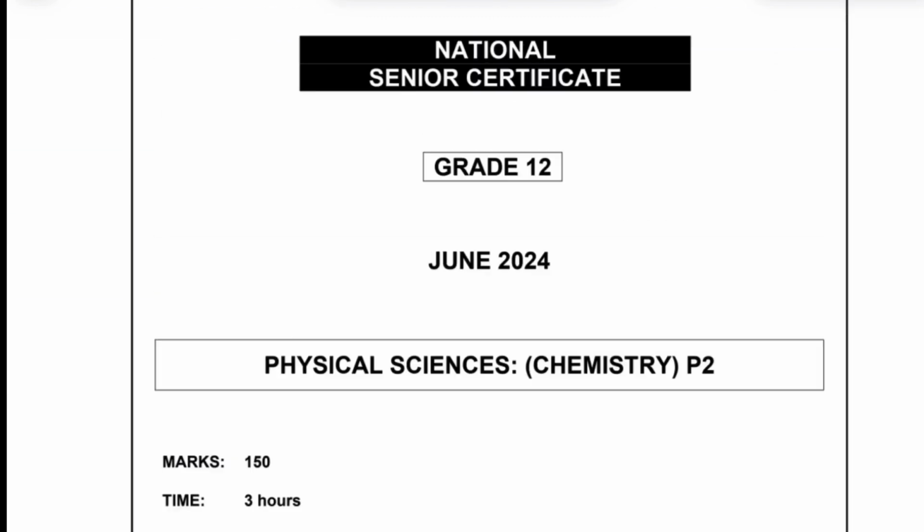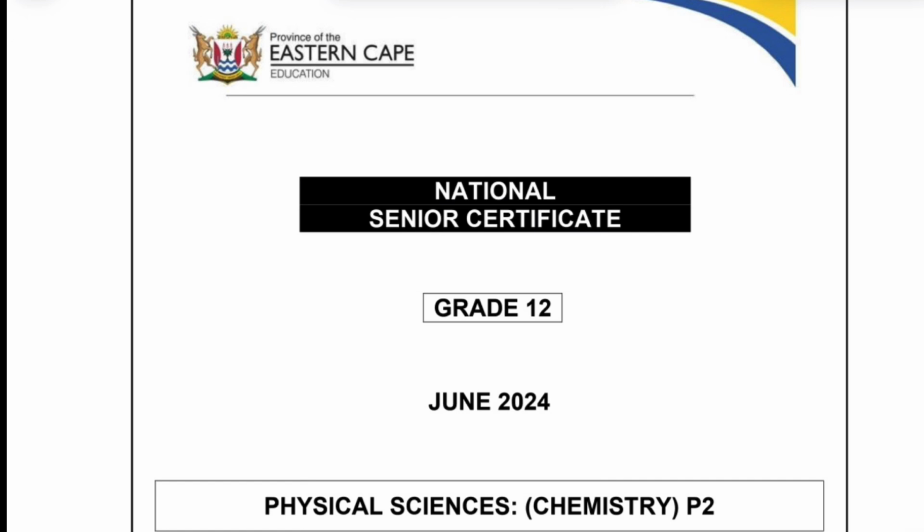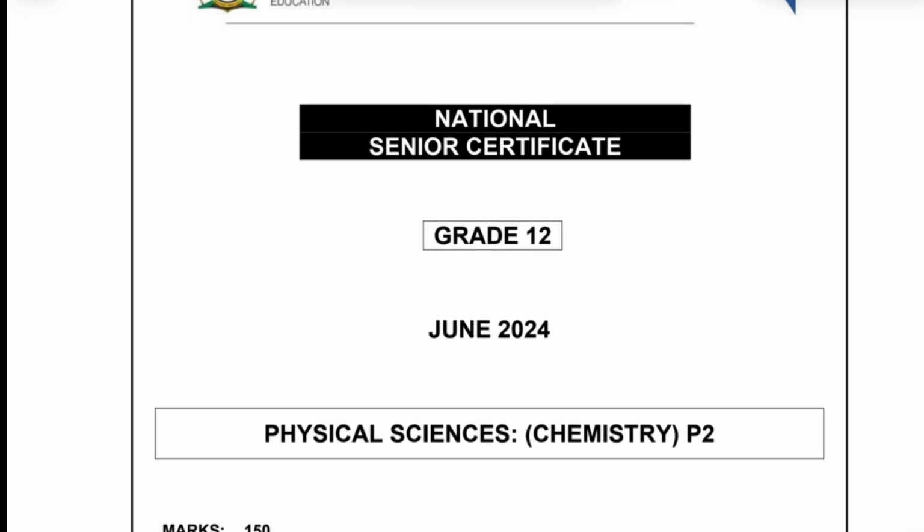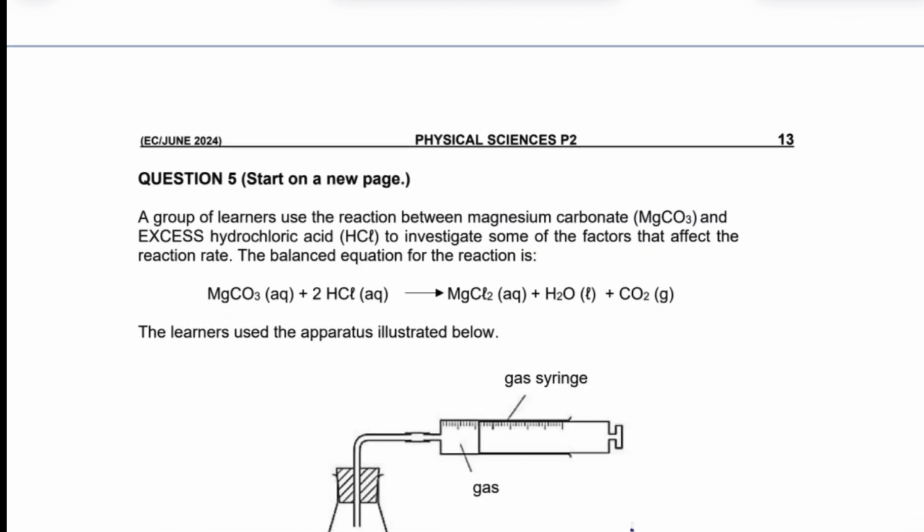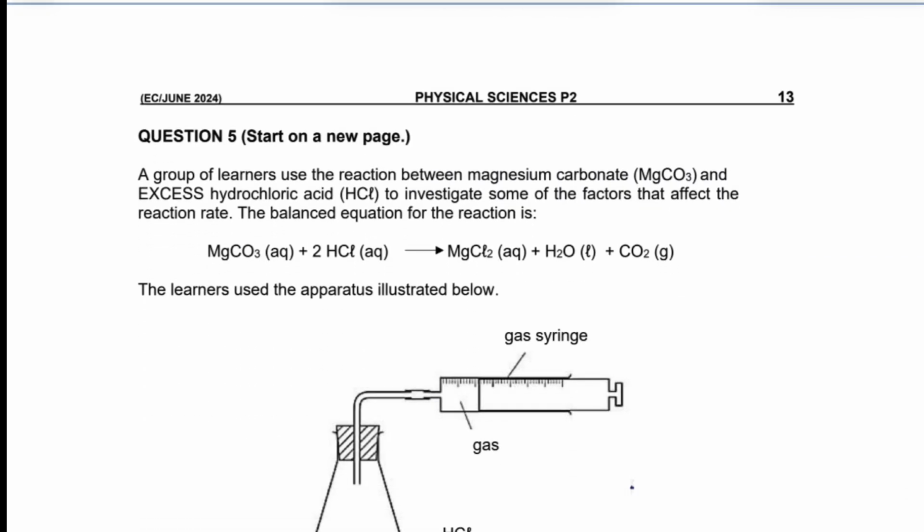Now, guys, this is the Eastern Cape question paper, June 2024. We're going to look at Paper 2, which is the rates of reaction. Question 5. Let's cut to the chase. A group of learners used the reaction between magnesium carbonate and an excess of hydrochloric acid to investigate some of the factors that affect the reaction rate. The balanced equation is: magnesium carbonate reacts with hydrochloric acid, forming magnesium chloride, water, and carbon dioxide.